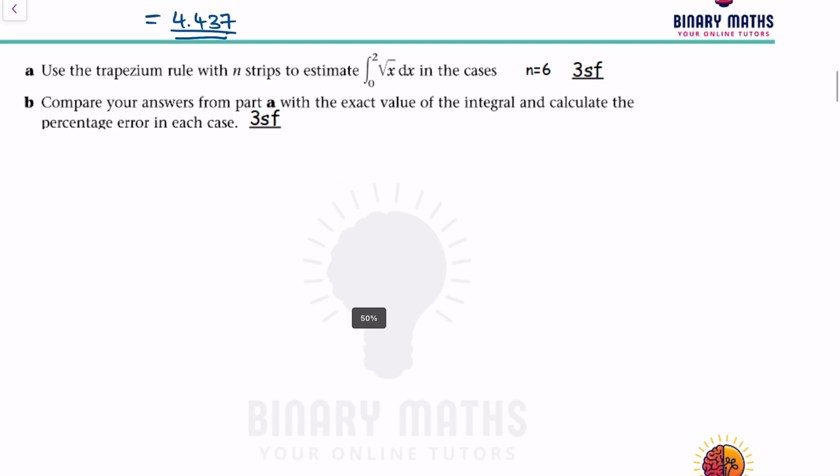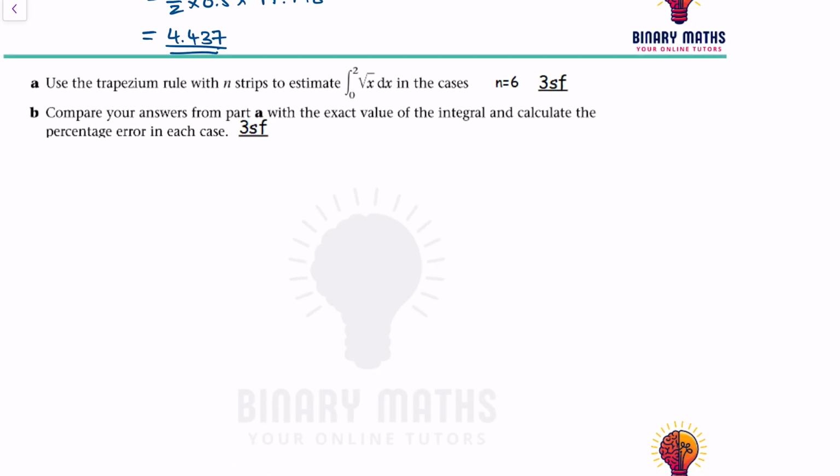It says, use the trapezium rule with n strips to estimate the integral between 2 and 0 of root x dx, in just the case n equals 6, to 3 significant figures. So my a in this case is 0, my b is equal to 2, and my n is equal to 6. So my h is equal to 2 minus 0 divided by 6, which is equal to a third.